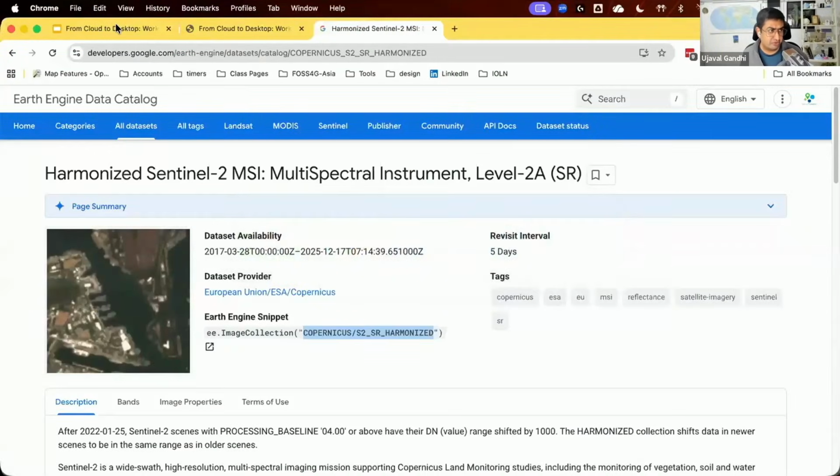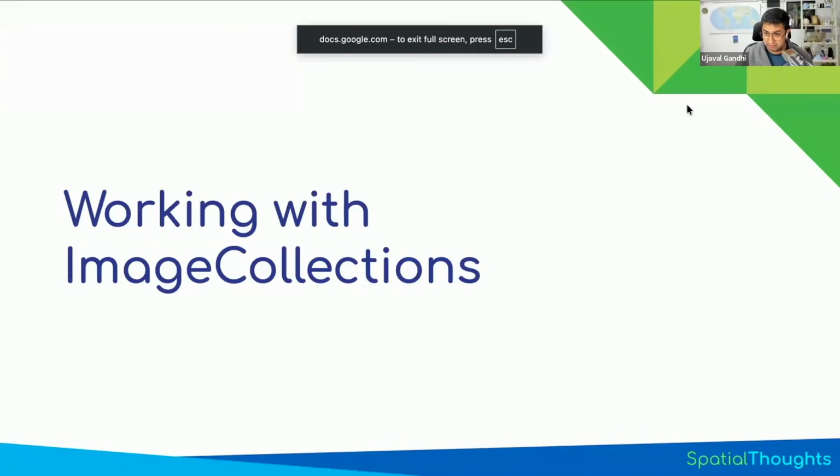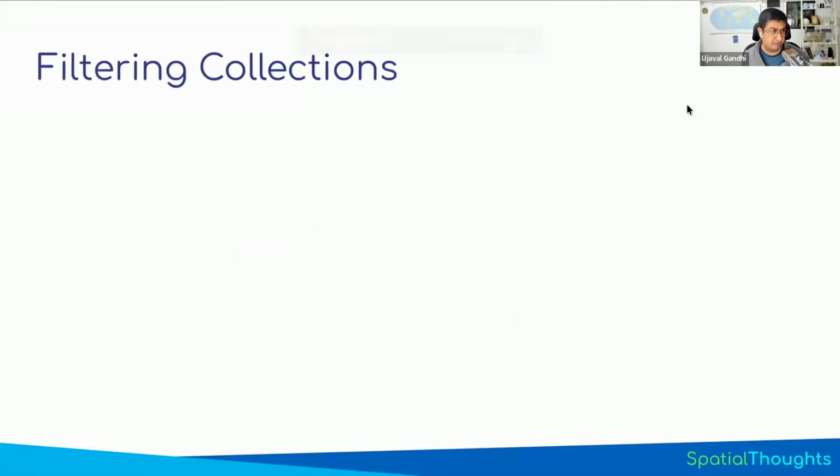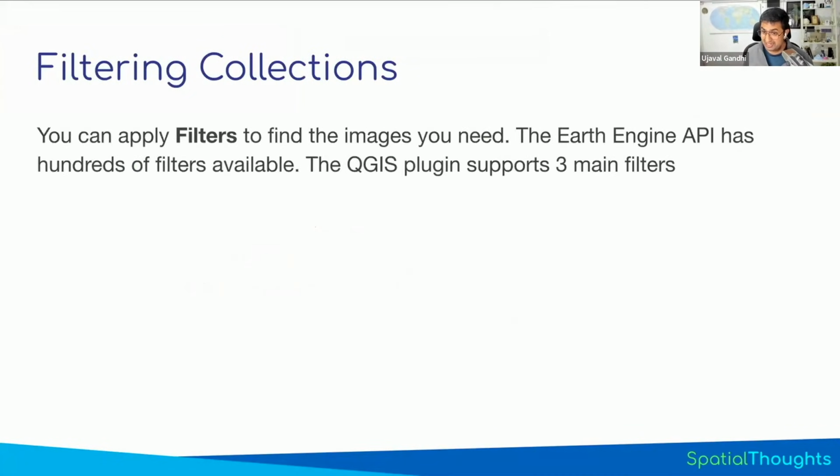We'll dive back into the presentation here. A little bit more theory about filters and how they work with Earth Engine. When you're working with image collections, you have to filter it down to the images you need, and then you can finally load the data. In the Earth Engine API, there are hundreds of filters. You can do many advanced things. It's not possible to build a user interface for all of those hundreds of filters. So the plugin exposes 3 main filters that you can use for selecting the data you need.